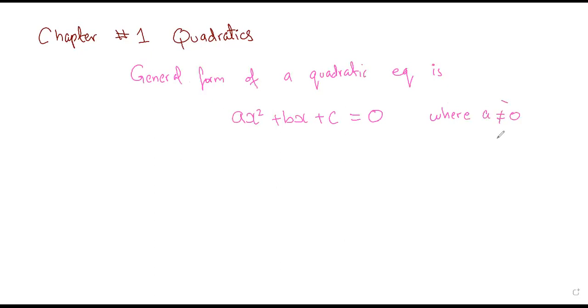Why is a not 0? If a is 0, this is no more a quadratic equation. In fact, it becomes a linear equation because the highest power or the degree of this equation is 1. So this is why a can never be 0, and this is the general form. Then we discussed how to make factors and all that. I will not discuss that again. Today we have to talk about the plotting of a quadratic curve.